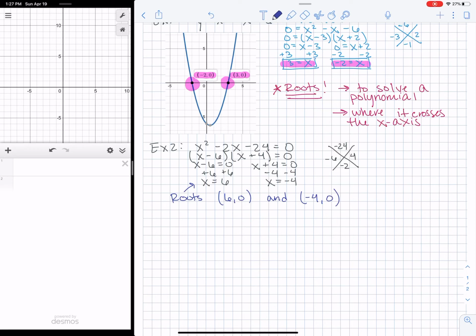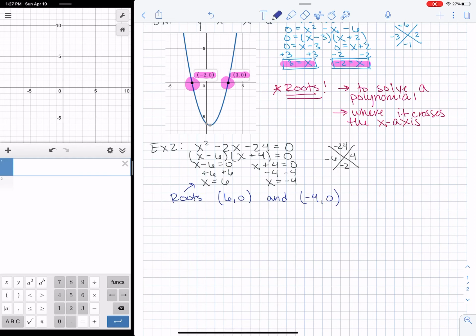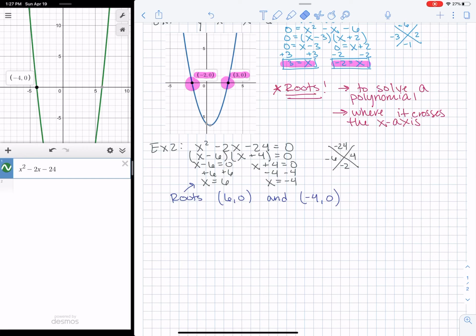Let's check my work. Let's test it out. Meaning that when you go over to Desmos, you put in your equation x squared minus 2x minus 24. And let's test it. Negative 4, 0. That's that guy right here. Let's see what this guy is over here. 6, 0. That's my other root.